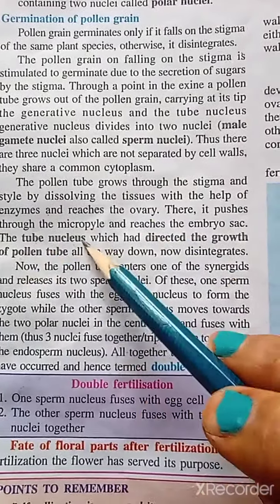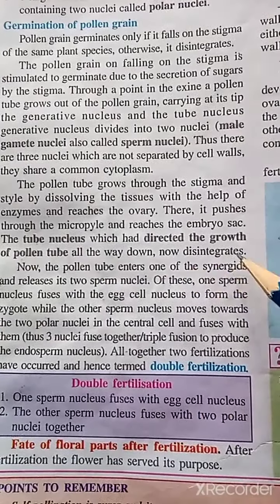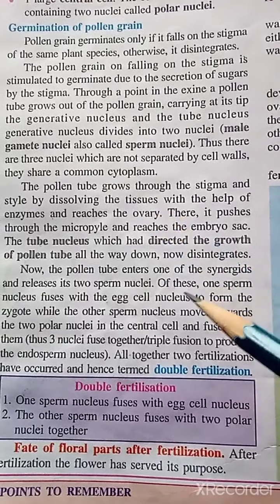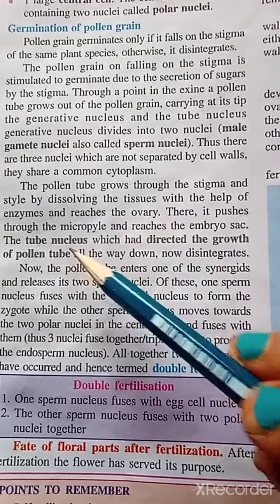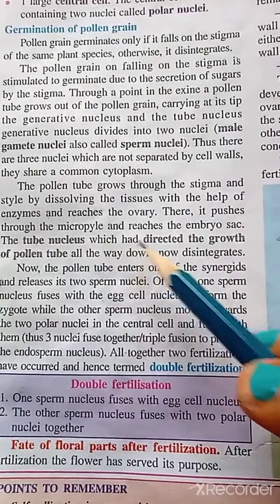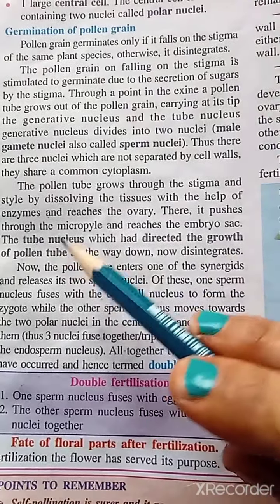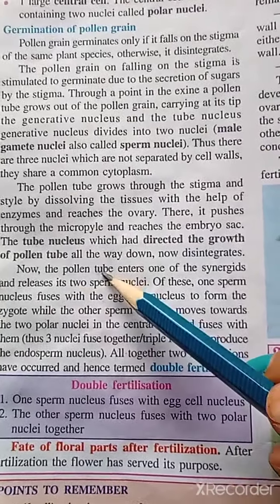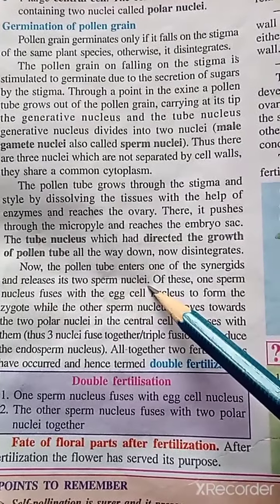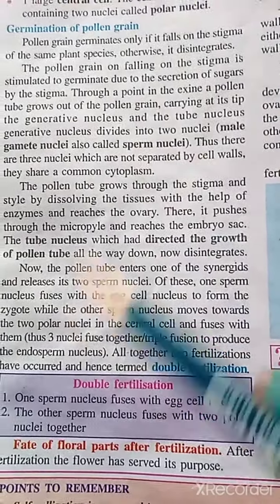The tube nucleus, which has directed the growth of the pollen tube all the way down, now disintegrates as soon as the pollen tube enters the micropylar end of the embryo sac. Now the pollen tube enters one of the synergids and releases its 2 sperm nuclei. The tube nucleus will degenerate. The 2 sperm nuclei will go inside the ovule.